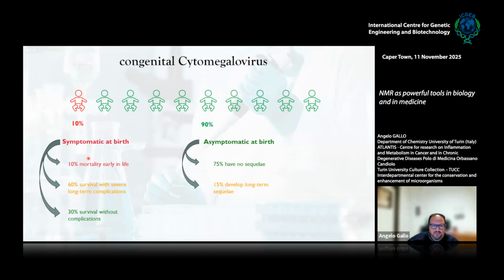75% have no complication. 15% might develop long-term complication in case of asymptomatic babies at birth. If we look at the situation of symptomatic babies at birth, there is a high 10% mortality rate, 60% survival with severe to long complication, and 30% only without any complication at all.